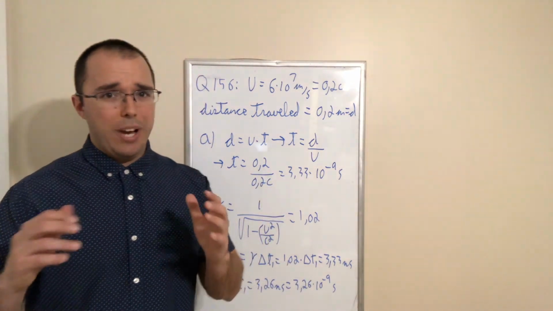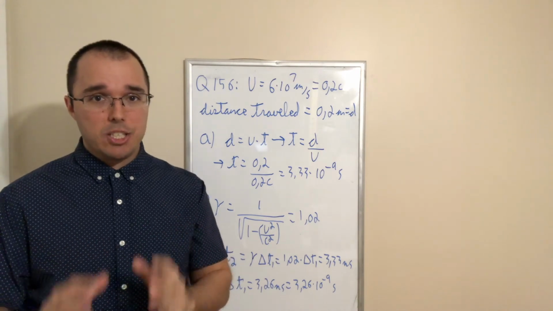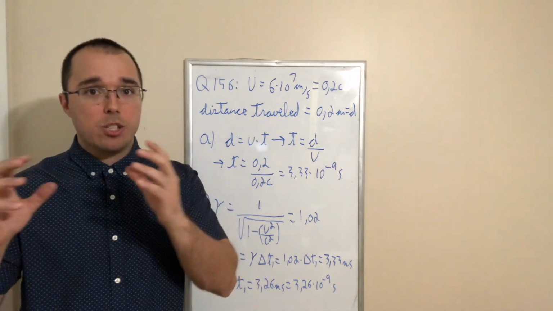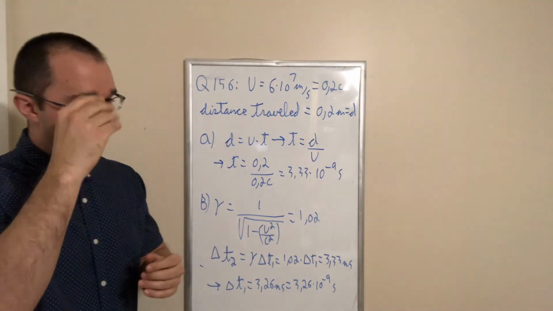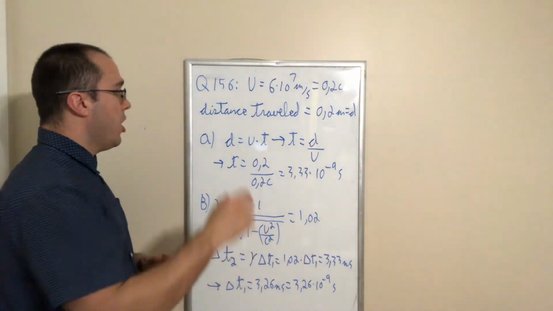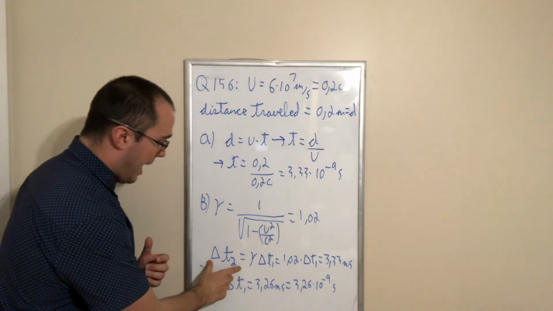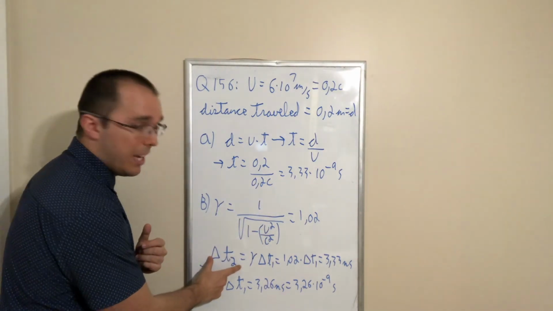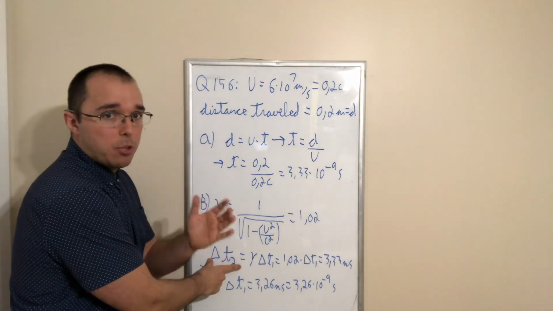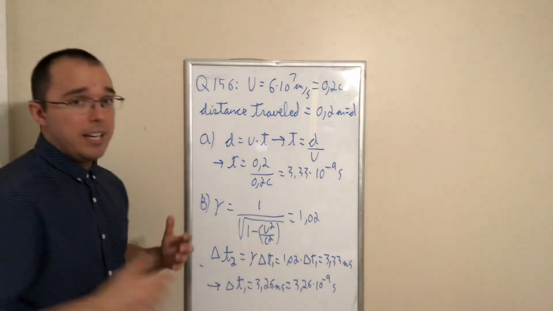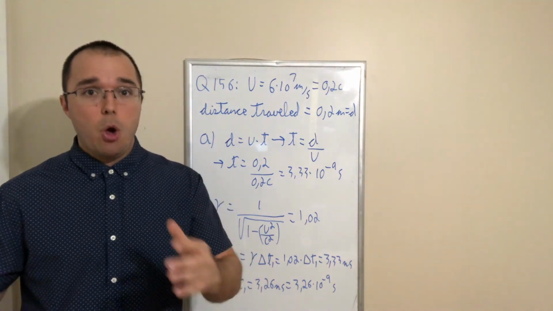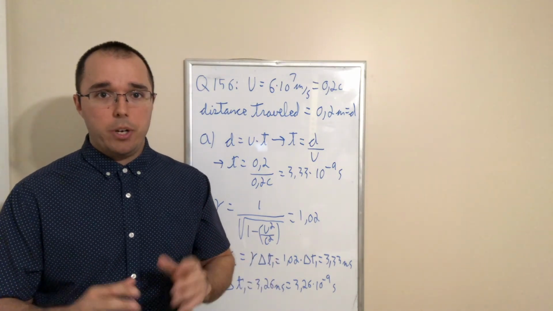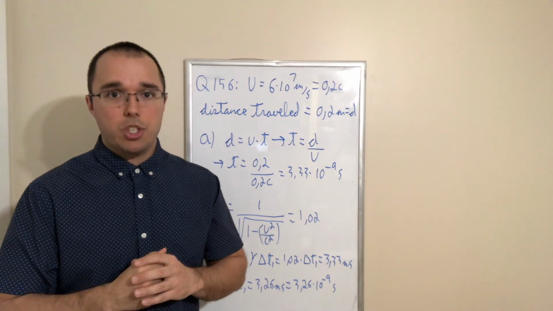All right. So again, and this will be a theme in this chapter, it's always about finding which frame has which time. I'm repeating myself here, but it's important: the frame that is at rest always experiences a longer time. So delta T2 is always our time at rest. Delta T1 is always the time in the moving frame. All right. So that's it for chapter 8.3. Let's go to chapter 8.4 now.